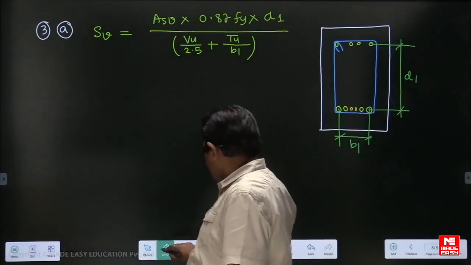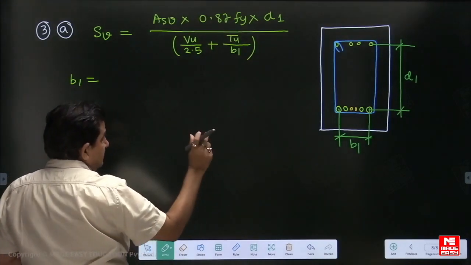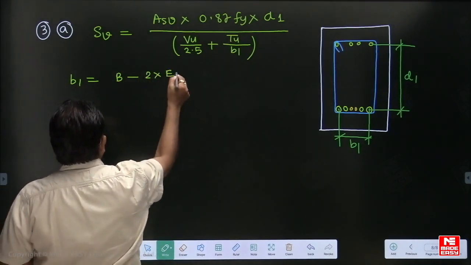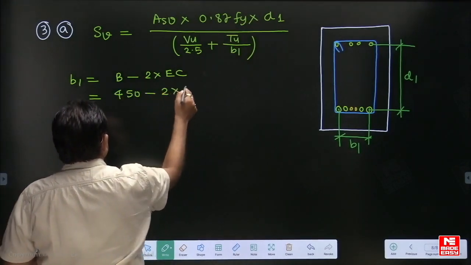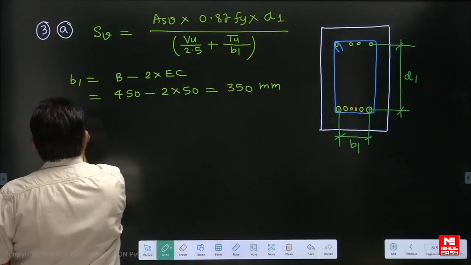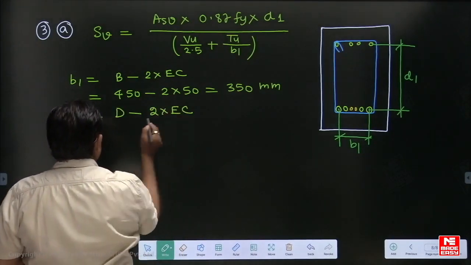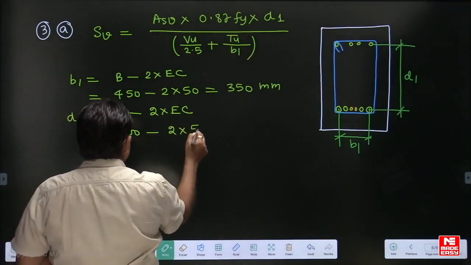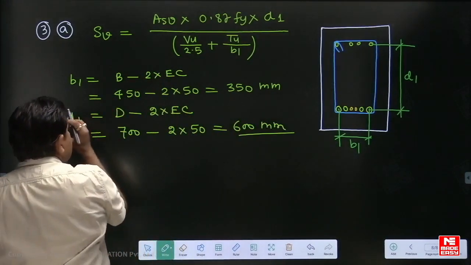Okay, so here B1 will become, we have to deduct the cover, that is 50 mm from both sides. It will become B minus 2 times the effective cover. So B is 450 mm minus 2 into 50, 100 mm is deducted, so 350 mm. Similarly D1 will become total depth D minus 2 times the effective cover. So 700 is the total depth minus 2 times 50. So this will become 600 mm. So now use the formula.